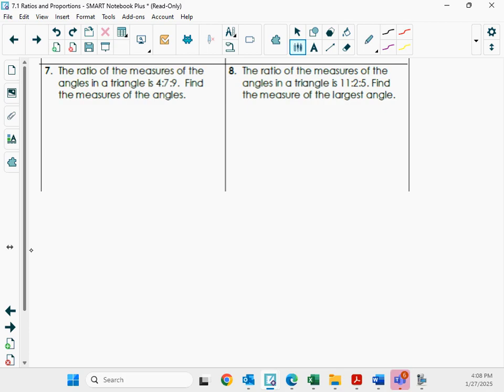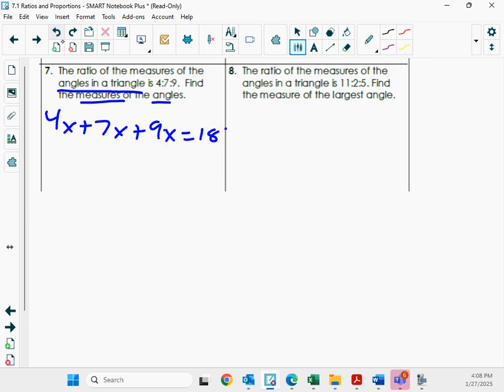Let's do the short way on this one. The ratio of the measures of the angles is 4 to 7 to 9. Find the measures of the angles. So what do we know about the angles of a triangle? They got to add to 180. So I can do 4x plus 7x plus 9x equals 180. So that's 20x equals 180. So x has to equal 9.